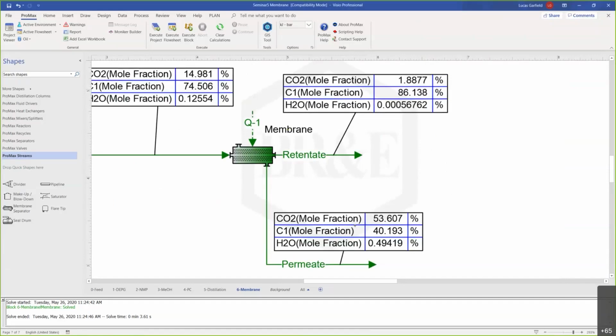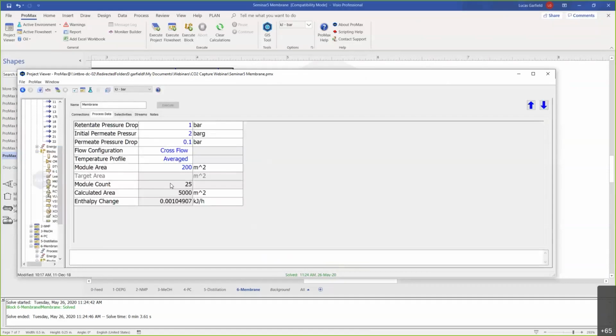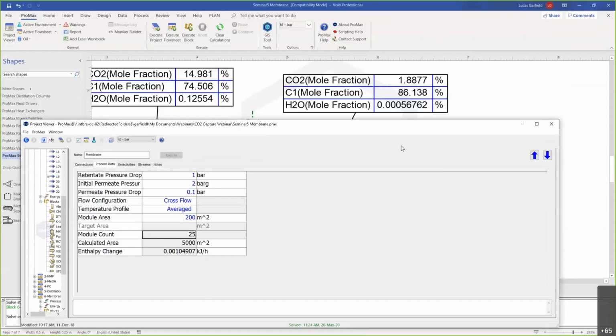Now, the CO2 in the retentate is not exactly 2%, and that's because the module is of a fixed area, right? So the idea here is that if I had 26 modules, or if I had 24 modules, I would be over 2%. With 25 modules, I'm under 2%, so I'm on target.